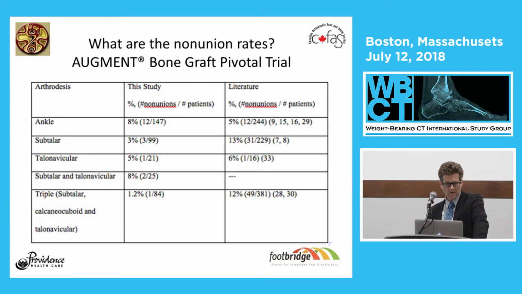So the non-union rates in the literature and on the AUGMENT pivotal trial that we were involved with are approximately 3 to 5% in the ankle, somewhere between 3 to 13% in the subtalar joint, basically across the board in the hindfoot around about the 5 to 10% range.